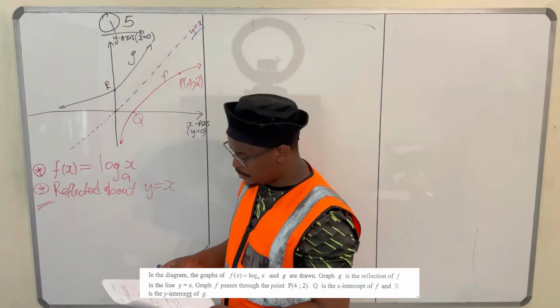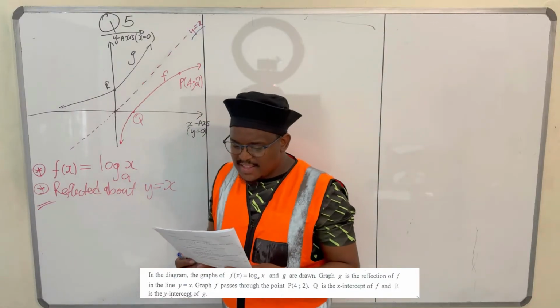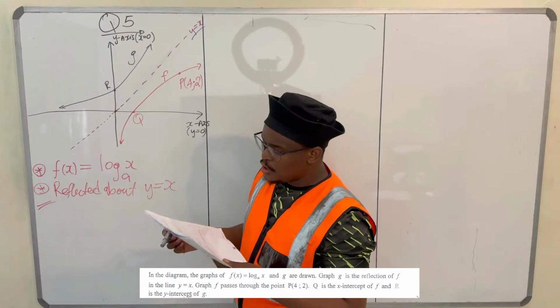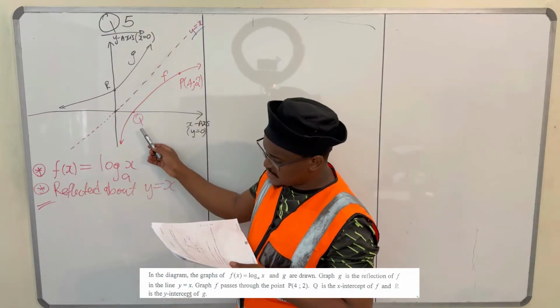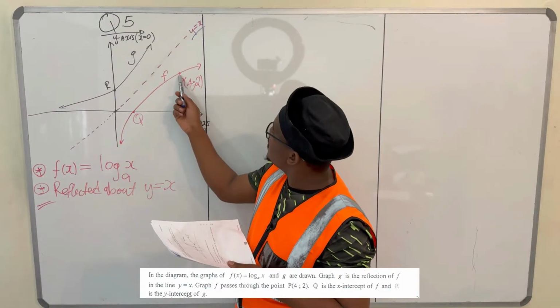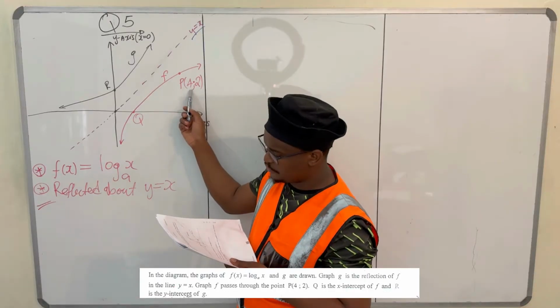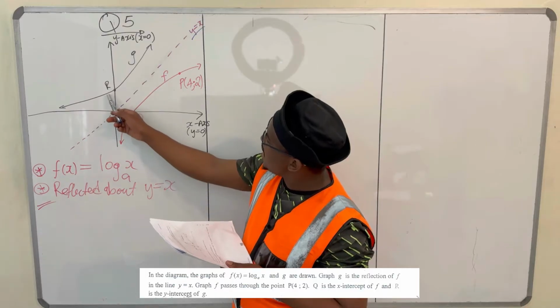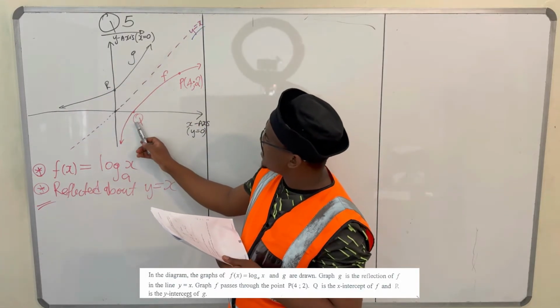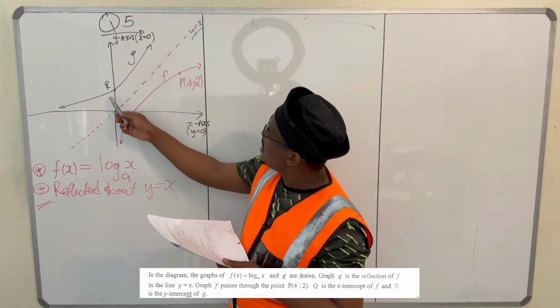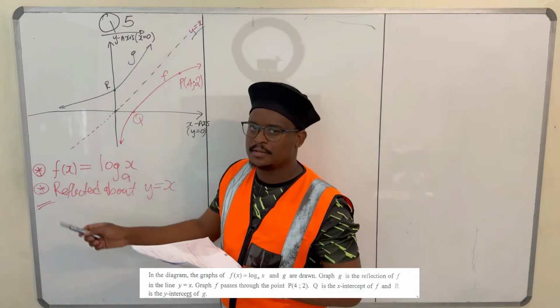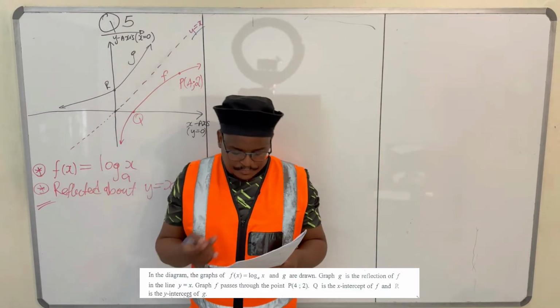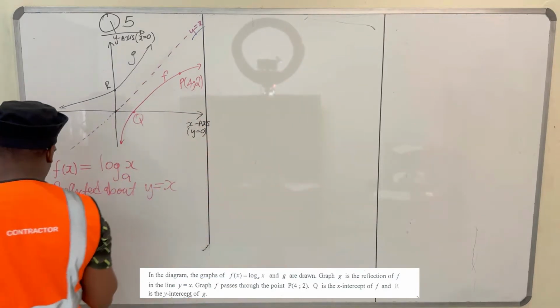Right? No problem. And then they went on to say that your function f, which is the red function, passes through point P. There it is. It passes through this point P, whose coordinates are 4 and 2. And Q is the x-intercept of f, and R is the y-intercept of G. Done. No problem. So we'll go to the first question, which is 5.1.